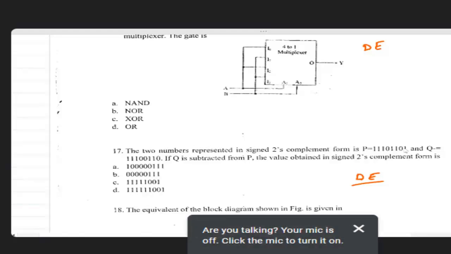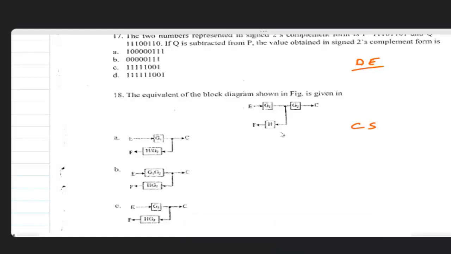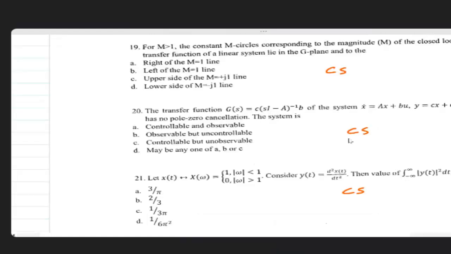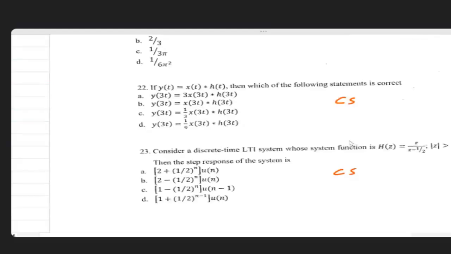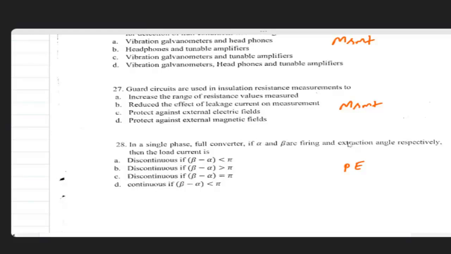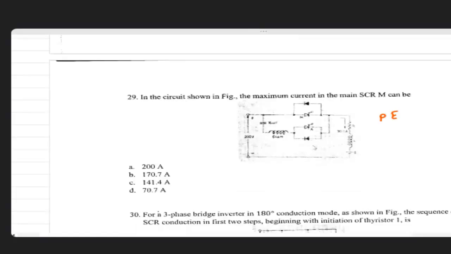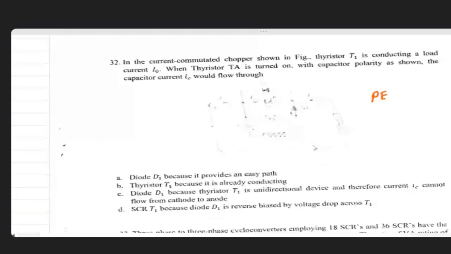Question number 18, very simple. From this block diagram, you have to find the equivalent block diagram of this particular circuit. So this is control system. Then measurement. I have gone through this paper, then I prepared that table. Power electronics is also a very important subject. We will discuss this subject in detail also. And there are n number of questions from power electronics.